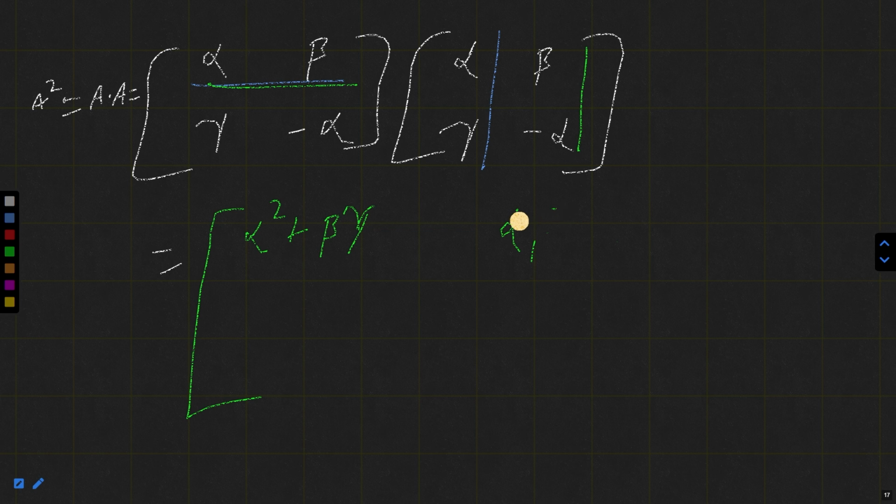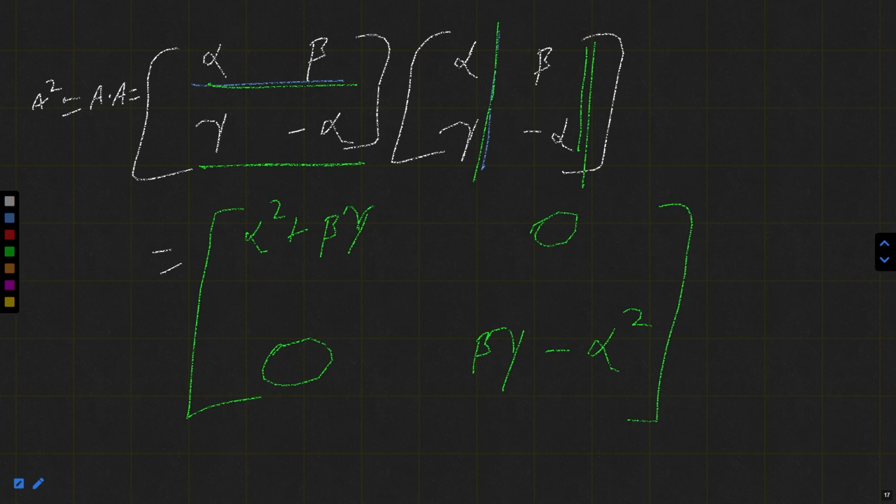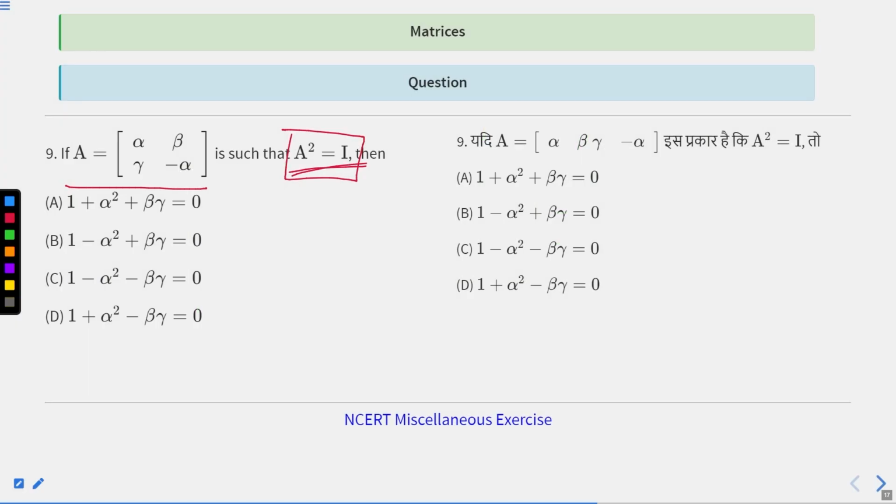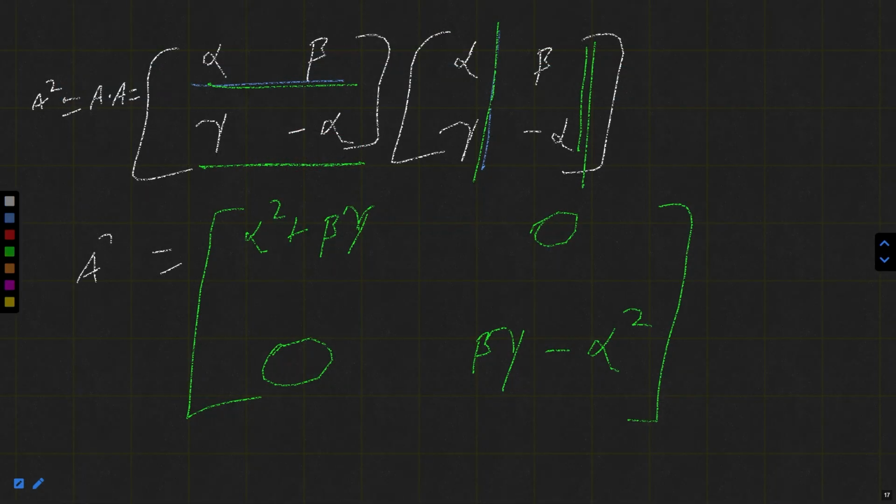This means 0. Now the second row entries will multiply with the first column: you will have gamma alpha minus alpha gamma, which means 0. Now the second row multiplied with the second column: you will have beta gamma minus alpha square. And you all know that A square is equal to the identity matrix. So this is your A square, and it must be equal to the identity matrix of order 2.